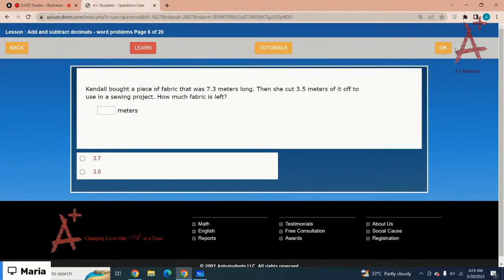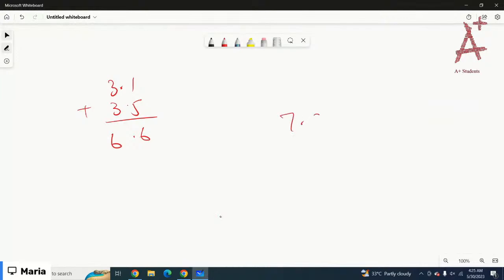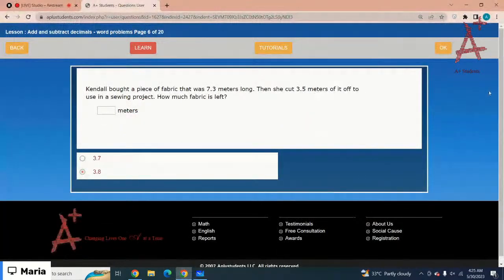Okay, Kendall bought a piece of fabric that was 7.3 meters long. Then she cut 3.5 meters of it off to use in a sewing project. How much fabric is left? So you have to do 7.3 minus 3.5. Got it? Cannot subtract 5 out of 3. You have to borrow 1. That makes 13. 13 minus 5 is 8. And 6 minus 3 is 3. So it would be 3.8. The correct option is 3.8. Got it?